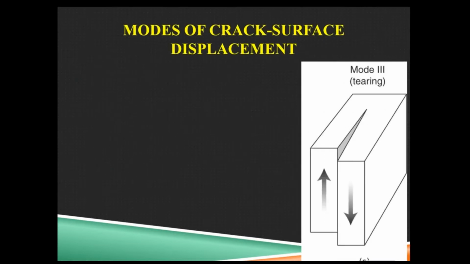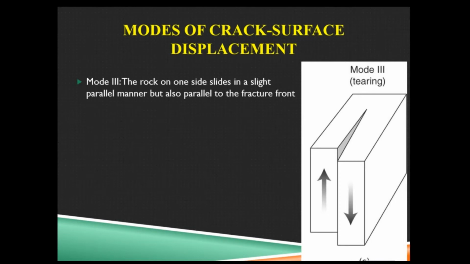And then we can have tearing mode, mode 3. This is kind of like scissors, a scissor action. We have slight parallel motion. They're sliding past each other. From the end, it might look like a mode 2, but as you look deeper, further back into the rock, you see that we've got this tearing action going on. So a lot of times, modes 2 and 3 could both be going on in different parts of the rock for the same fracture.